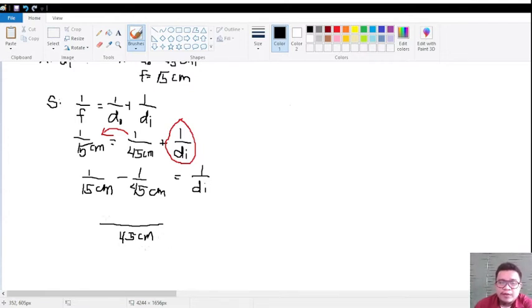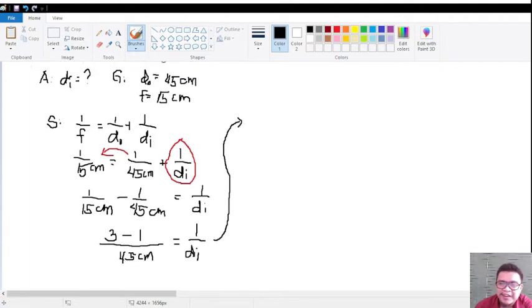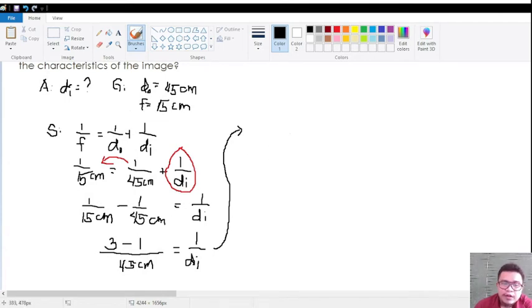Okay? So let's proceed. How are we going to do this? First, divide this LCD to one of the denominators and then multiply it to its numerator. So let's do that. 45 divided by 15, that's 3, right? Times 1, because that's its numerator, so it is still 3. Okay? So 45 divided by 45 is 1, right? Times 1 is 1. And don't forget to copy the operation from the top. And this will be equal to 1 over d_i. Okay, we're almost done. Next thing is, do this operation. 3 minus 1, that is equal to 2. And then copy the denominator, over 45 centimeters, which is equal to 1 over d_i.